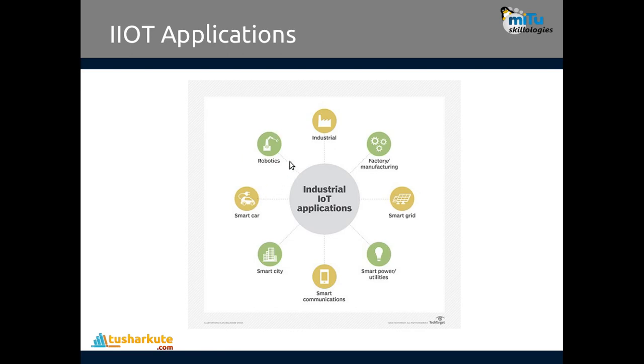And robotics: many applications are now being done in industries by robotic mechanisms, and to control that robot, to make this robot automated, we can make use of IoT applications. So these are the common IIoT systems where IoT can be implemented easily.